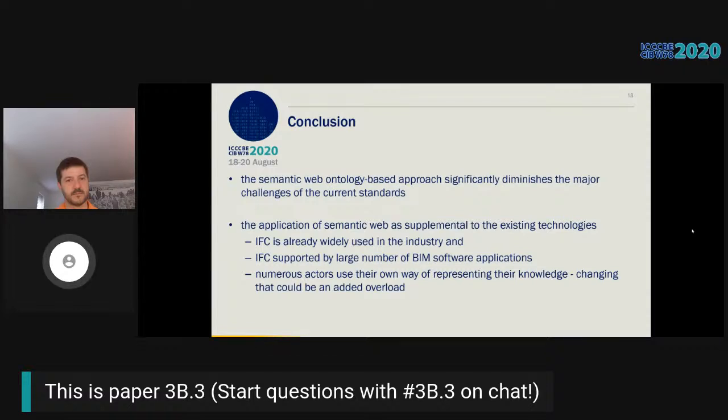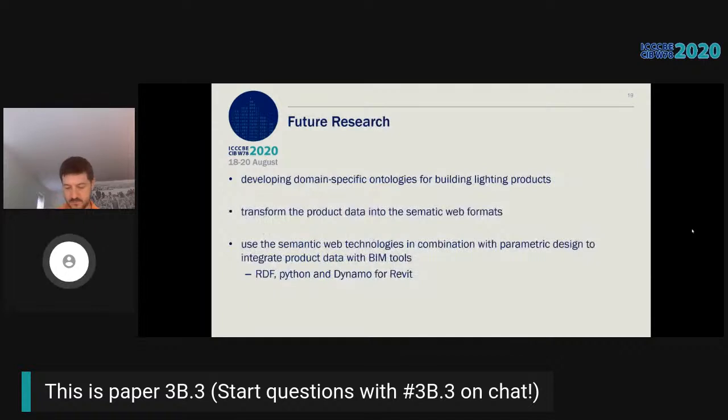Our conclusion is that most of the papers that we reviewed showed that the semantic web ontology-based approach diminishes the major challenges of the current standards. At the same time, they also suggest that the semantic web be used as a supplement to the existing technology.